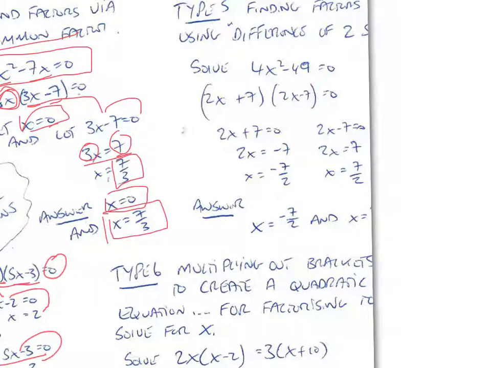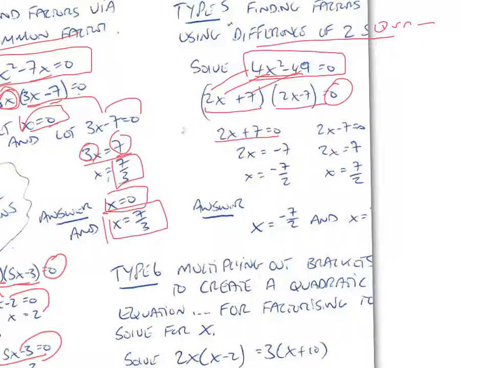Now we have a problem where we're looking to find the factors using the difference of two squares. So solve 4x squared minus 49. We can't do this via the highest common factor. It's got two terms, so we're going to try and solve it using the difference of two squares. So square root of 4 is 2, square root of x squared is x, square root of 49 is 7. So (2x plus 7)(2x minus 7) equal to 0.